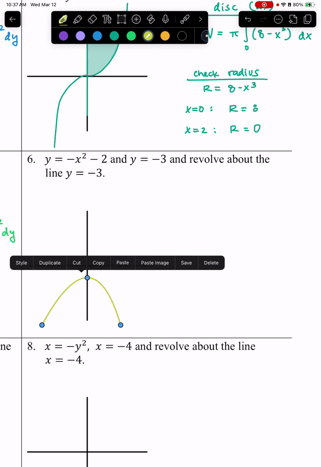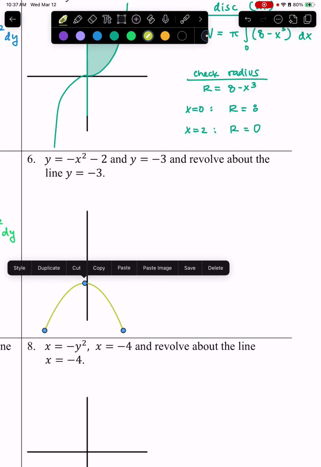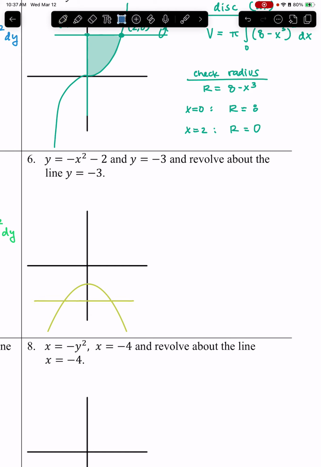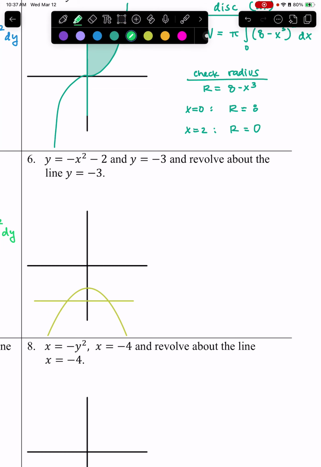Center that. And then y equals negative 3. It's going to be about here. And then this is going to be our shaded region. These points are going to be whatever. Okay.